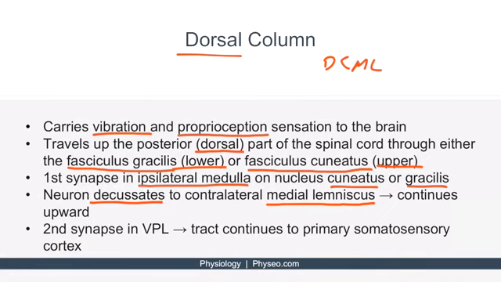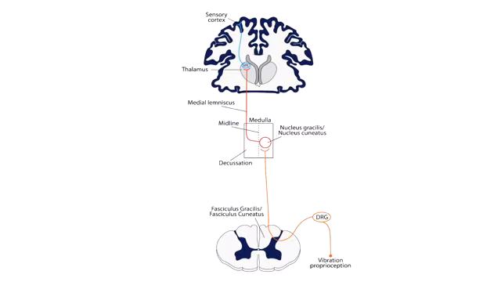Then there is a second synapse between the second and third neurons in this pathway, and that occurs in the VPL, or ventral posterior lateral nucleus of the thalamus. Then the tract continues to the primary somatosensory cortex. So let's draw this out. This is figure 8.13 from your text, which outlines the pathway for the dorsal column.